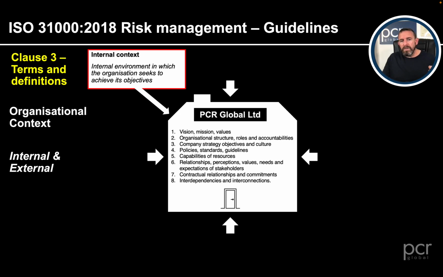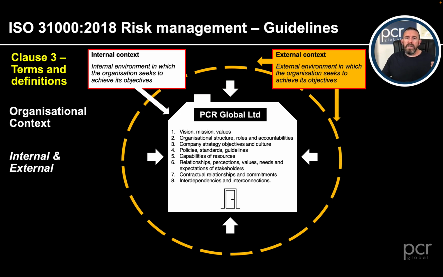And then finally, for 8, we have interdependencies and interconnections within the organisation. How are various departments working together? How are various business units? These could be global, these could be regional, it could be one very small organisation. Remembering that this fits all organisations. But there we have 8 areas that the standard guides us to being part of the internal context. So the internal context, as it says, is the internal environment in which the organisation seeks to achieve its objectives.